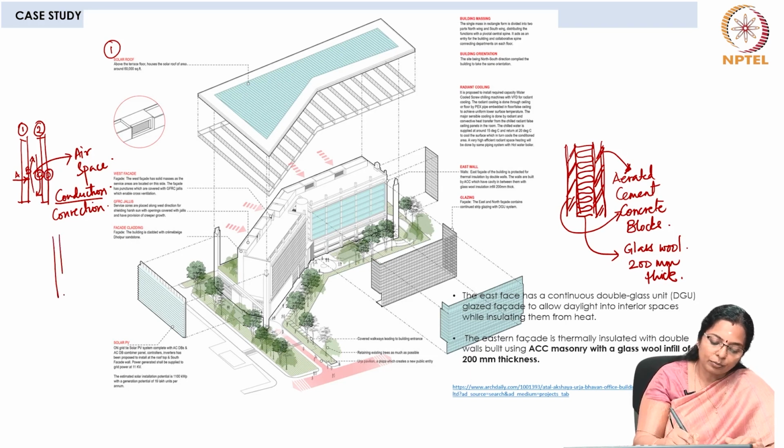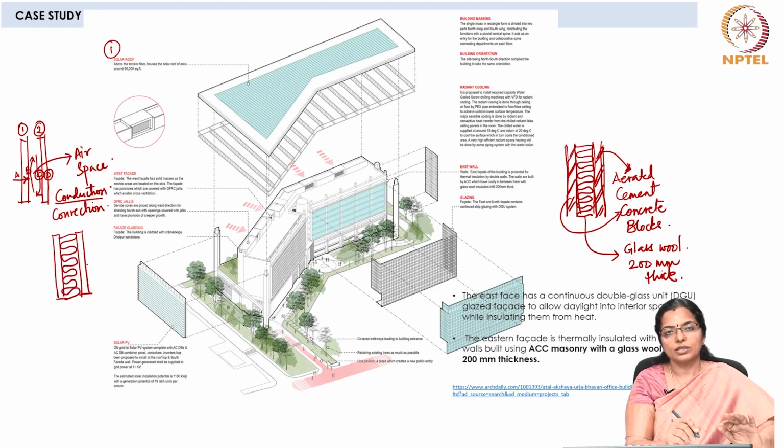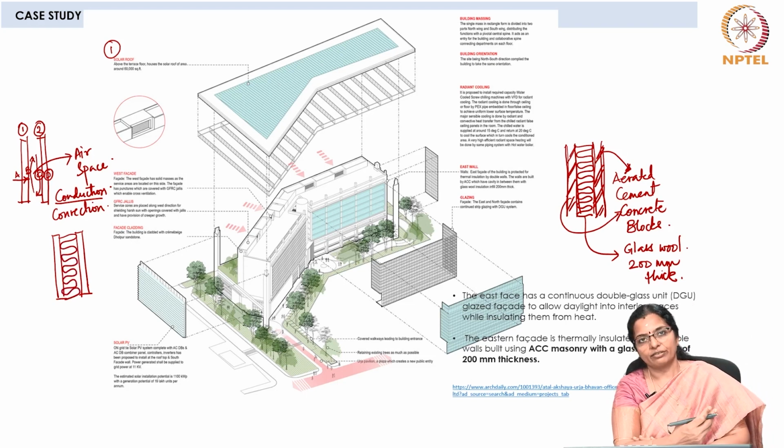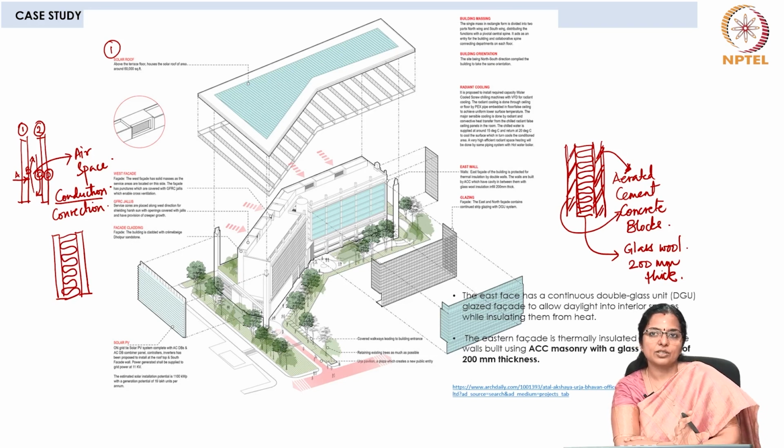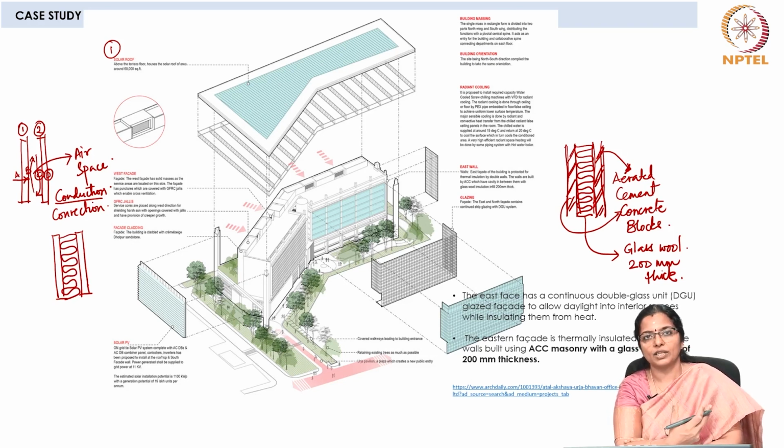In order to improve the insulating capacity, insulation can be placed in between the walls. We also saw the different types of insulation that is used, and we briefly saw a couple of case studies where cavity wall has been used for the masonry.